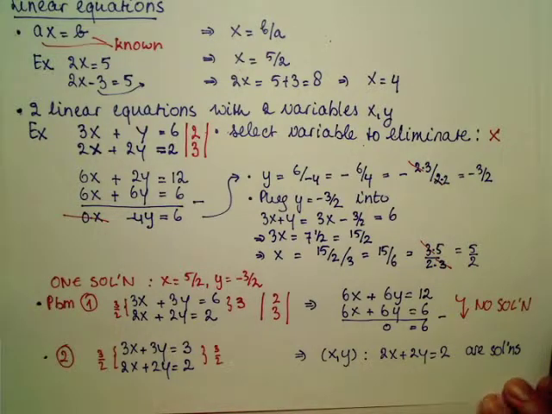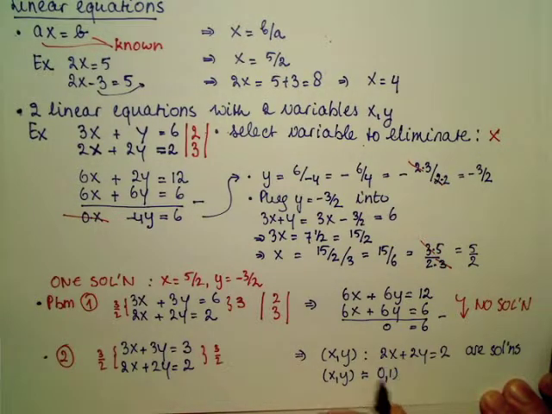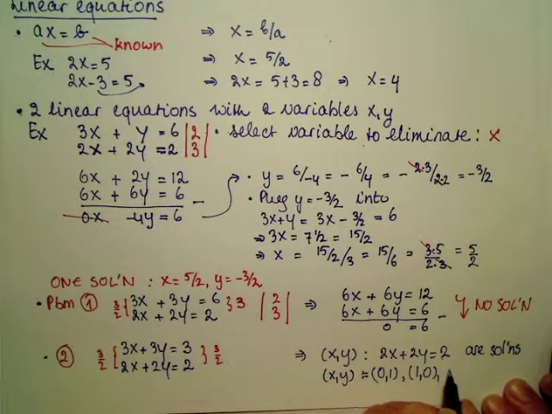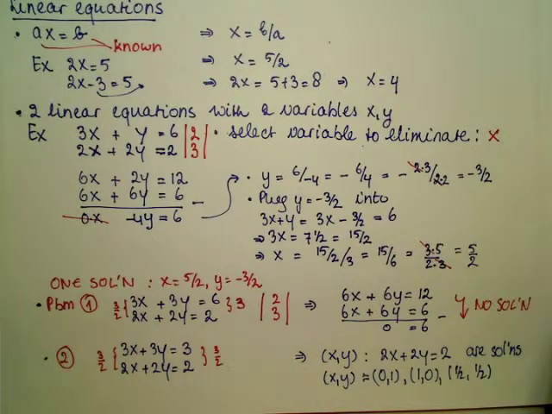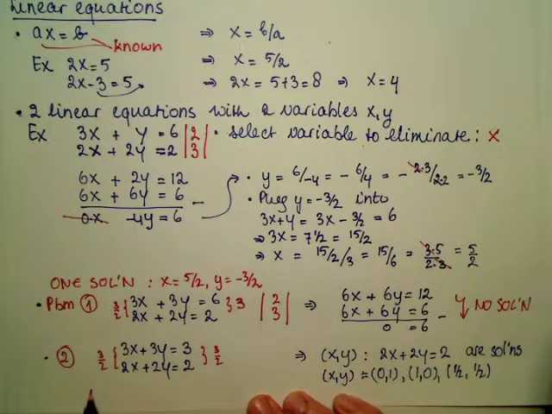Now it's quite easy to write down many of these solutions. For instance, x is 0, y is 1; x is 1, y is 0; x is 1 half, y is 1 half, etc. are all solutions, and in fact we have uncountably many solutions.